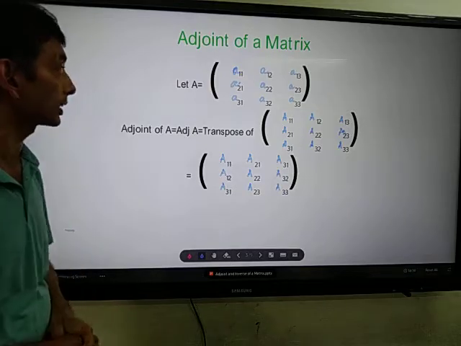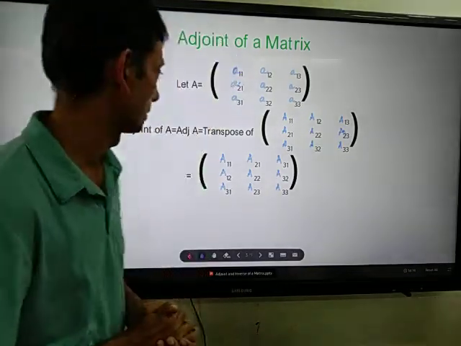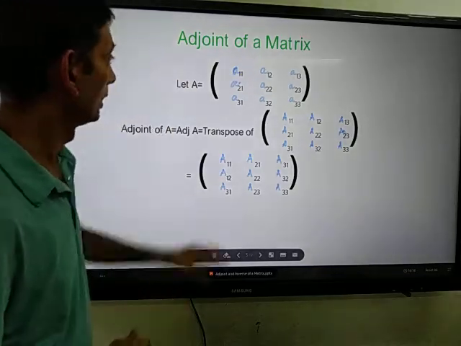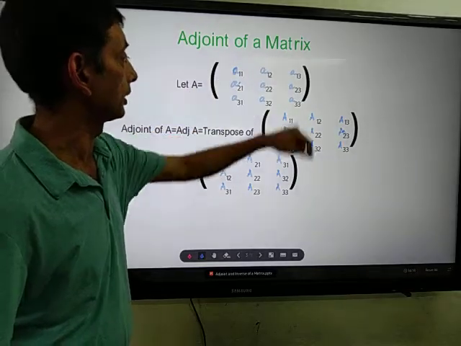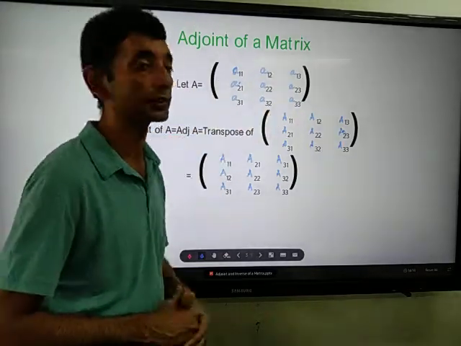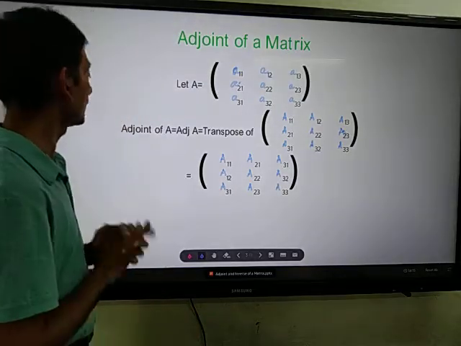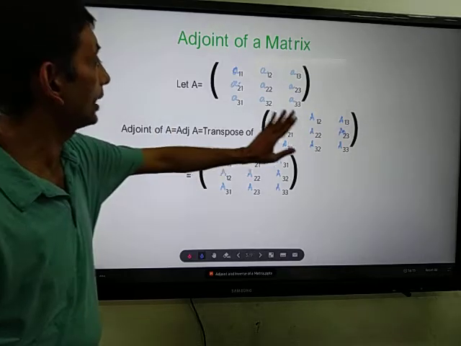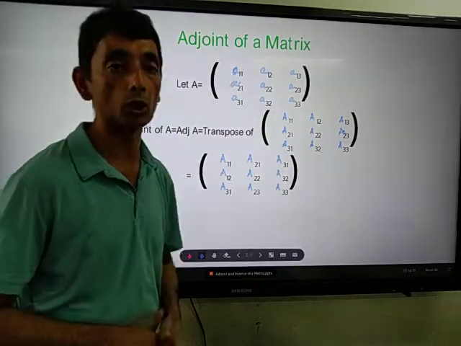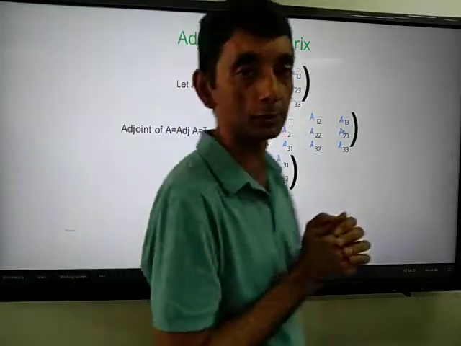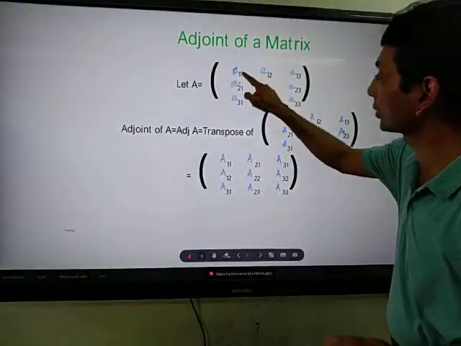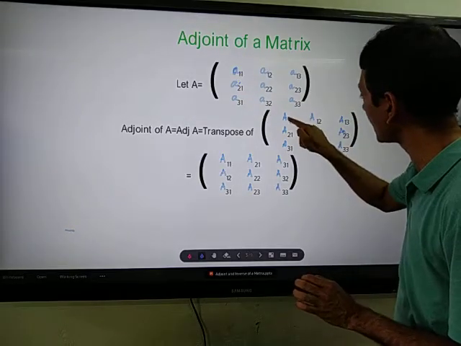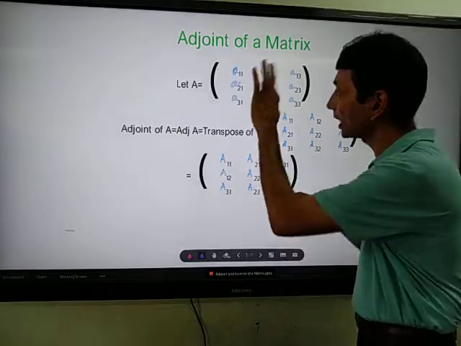Now let us try to understand what is the adjoint of a matrix. Let us calculate the adjoint of this matrix A. This is a general matrix A11, A12, A13, and so on, up to A31, A32, A33. To find the adjoint of a matrix, first you need to find the cofactor of all these elements. There are 9 elements in this matrix, so you need to calculate the cofactor of each and every element.